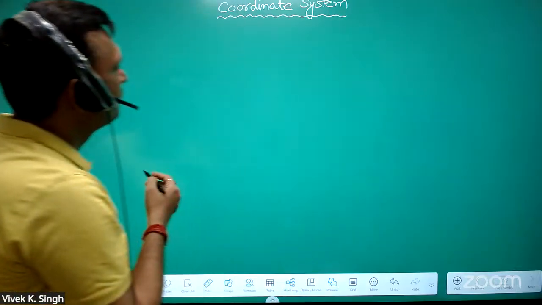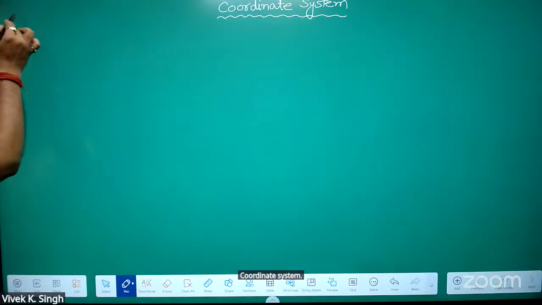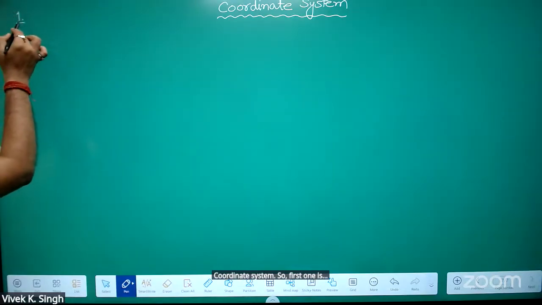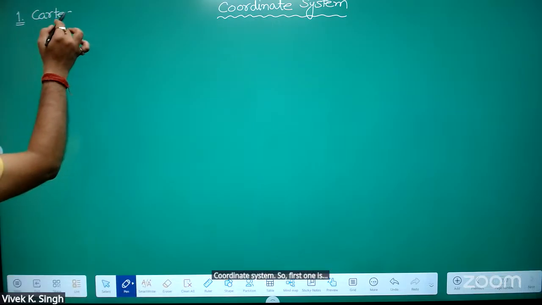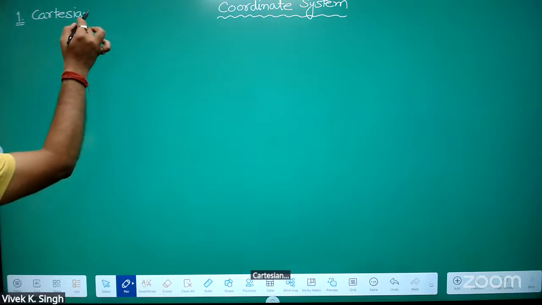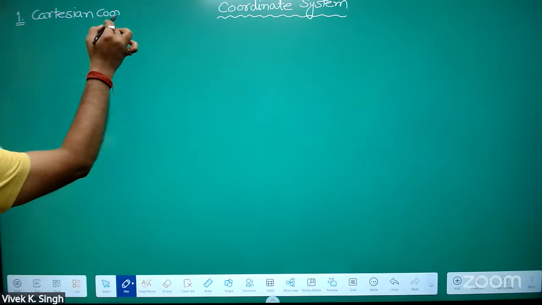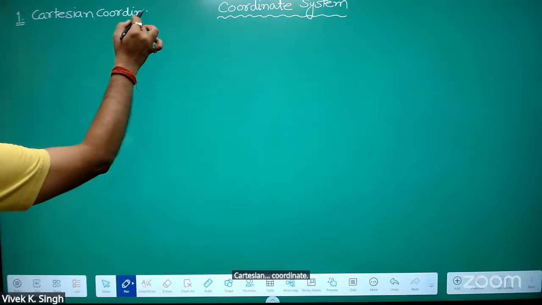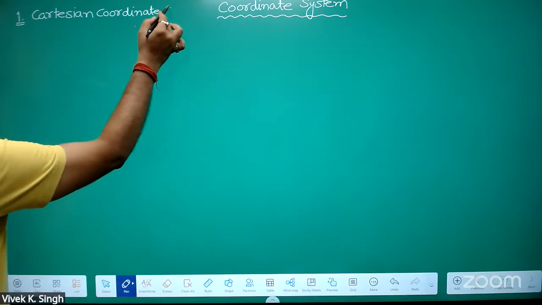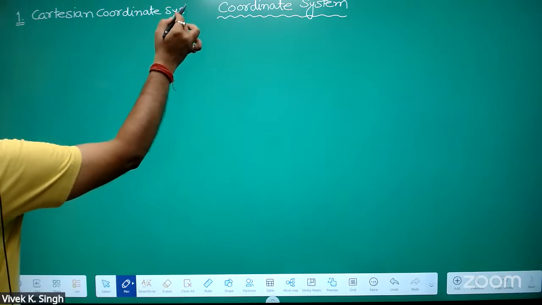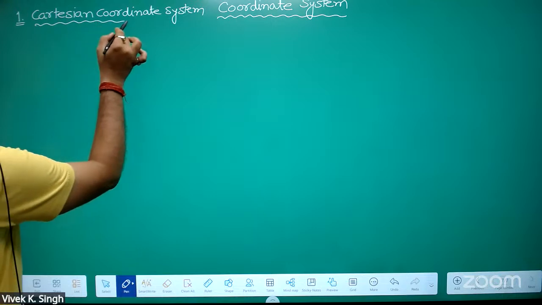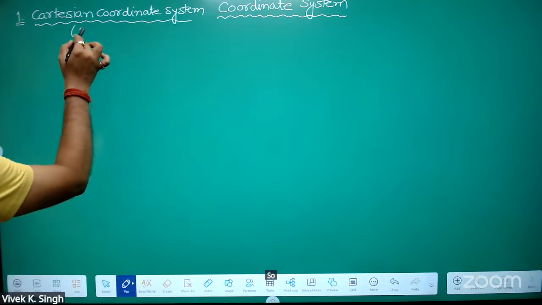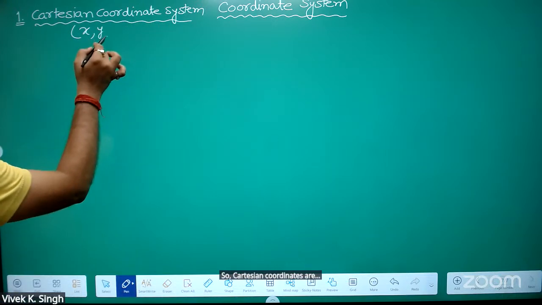Coordinate system. So the first one is the Cartesian coordinate system. So Cartesian coordinates are x, y, z.